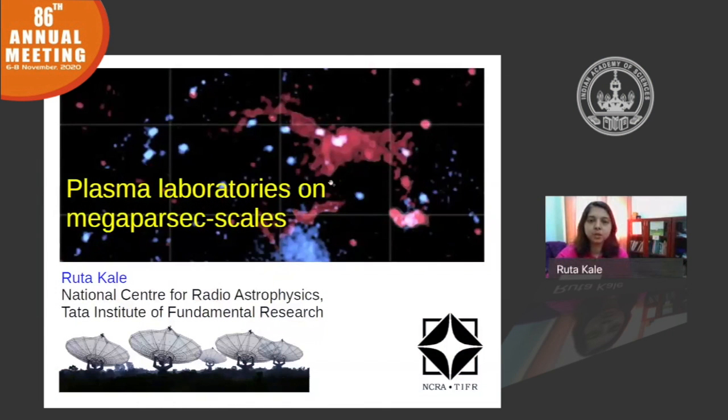Academy for this opportunity to present my work at this meeting. So I will be talking about plasma laboratories on megaparsec scales. This will be work mainly done at low radio frequencies using the Giant Meterwave Radio Telescope, which is visible here on this slide at the bottom.